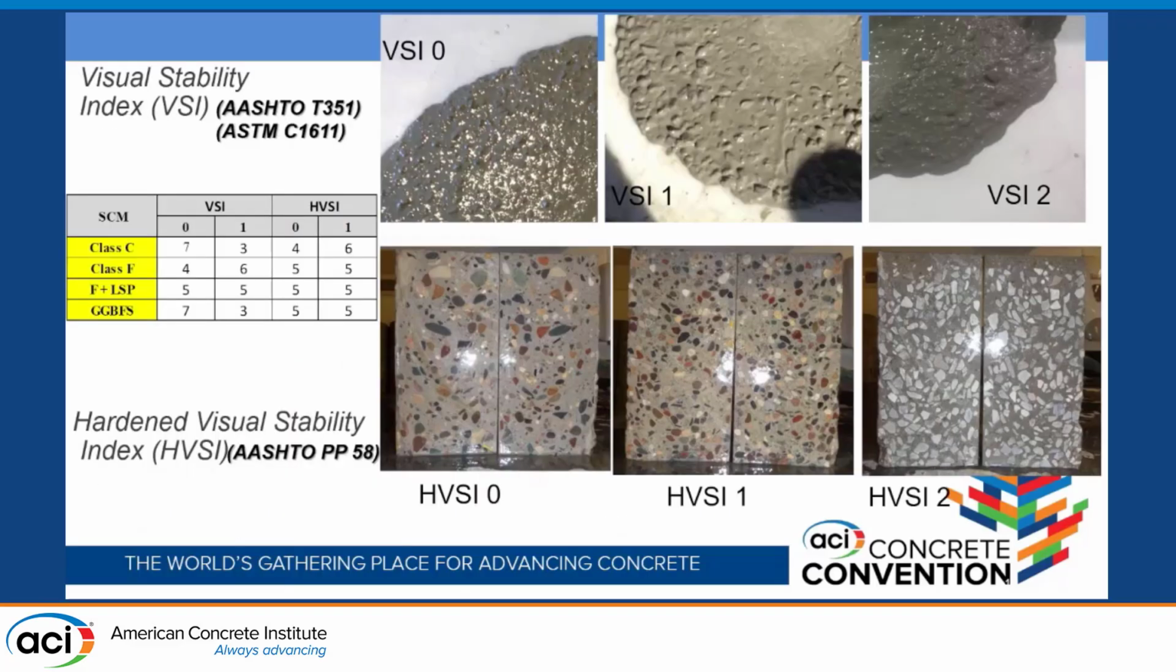So looking also at the visual stability index, we know the scale. Scale is 0, 1, and 2. 0 is a very high stability, 1 is moderate, and 2 is low stability.